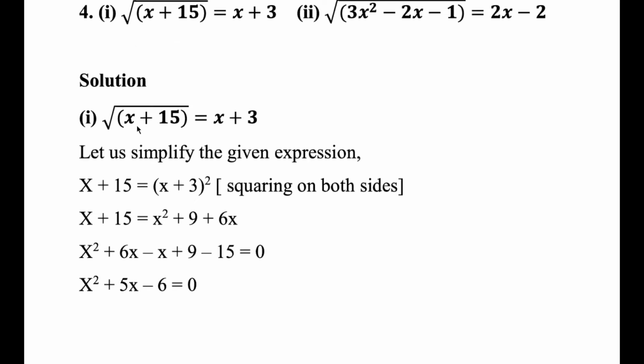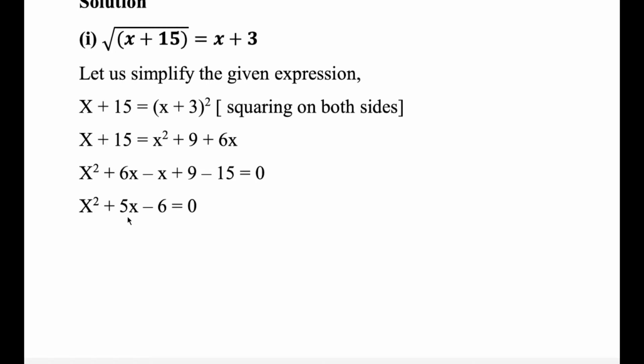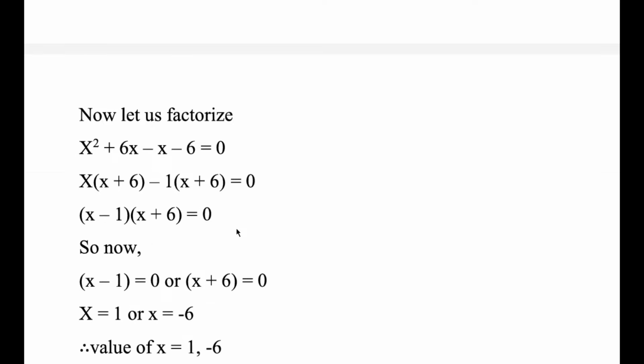Root over x plus 15 is equal to x plus 3. Just square both the sides. That root over will be vanished. After that, go your own way. After that, x square plus 5x minus 6 is equal to 0. After that, the middle term factorization method, you will get (x minus 1) into (x plus 6) is equal to 0. So values of x will be either 1 or minus 6.